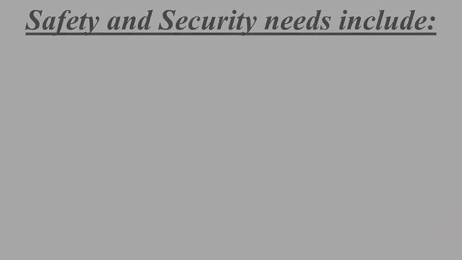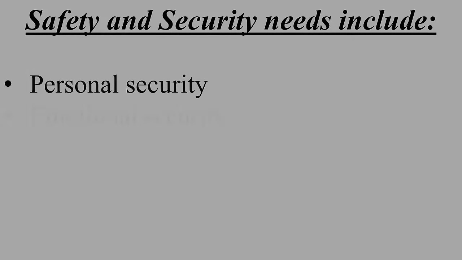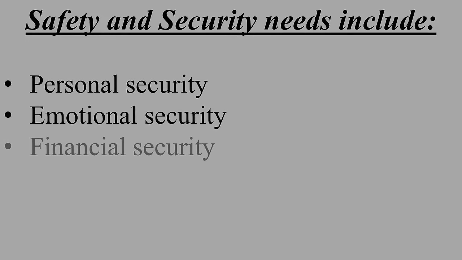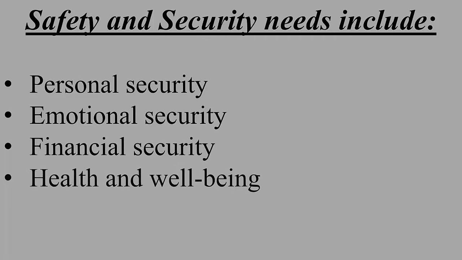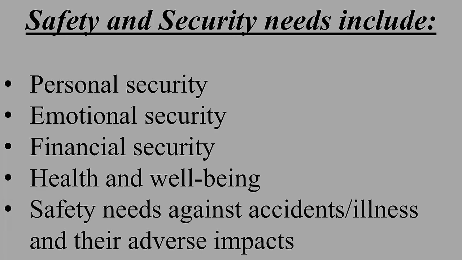Maslow started off with the physiological needs such as food, clothes, shelter, medicine. Once a person's physiological needs are relatively satisfied, his safety needs become important. If a person does not feel safe in an environment, he will seek to find safety before he tries to meet any higher level of survival. Safety and security needs include personal security, emotional security, financial security, health and well-being, and safety against accidents, illness and their adverse impacts.